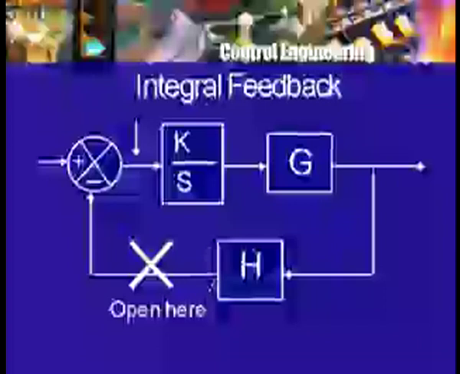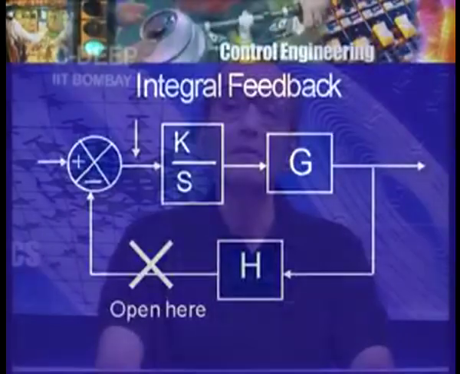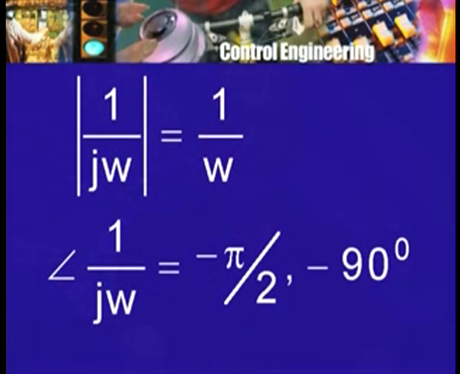I have already done the experiment for the GH part. It is not difficult to figure out the effect of the S part, and that is because we have to replace S by j omega. So, if I do that, I will have a 1 by j omega multiplying the original kGH.